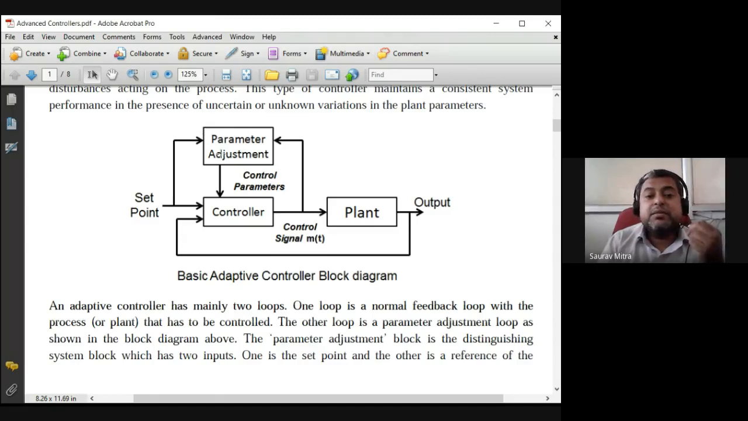This parameter adjustment block is checking what is the required output, how much is the current output, and whatever signal the controller is producing. Depending on the set point and the control signal by the controller, this parameter adjustment block is giving the command control parameter to the controller. So the whole controller polynomial is changing continuously depending on the set point and control signal. And depending on that, the output also will change.